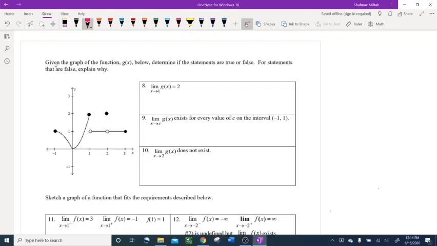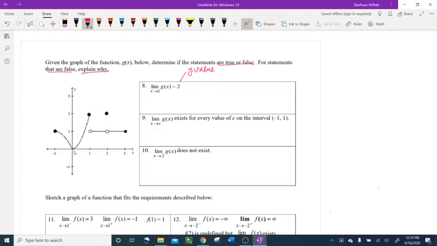Read the question. Given the graph of the function g of x below, determine if the statements are true or false. For statements that are false, explain why. Okay, limit x approaches 1 of g of x is equal to 2. Limit x approaches 1 means from the left and from the right, when we approach 1, our limit is supposed to be 2. The y value is supposed to be 2. So let's see if that's true.